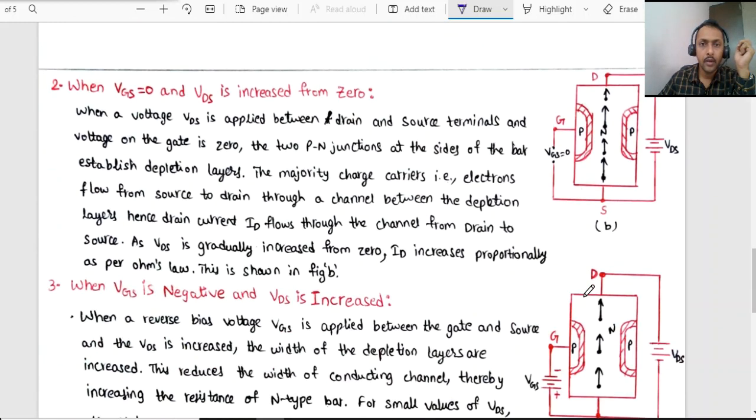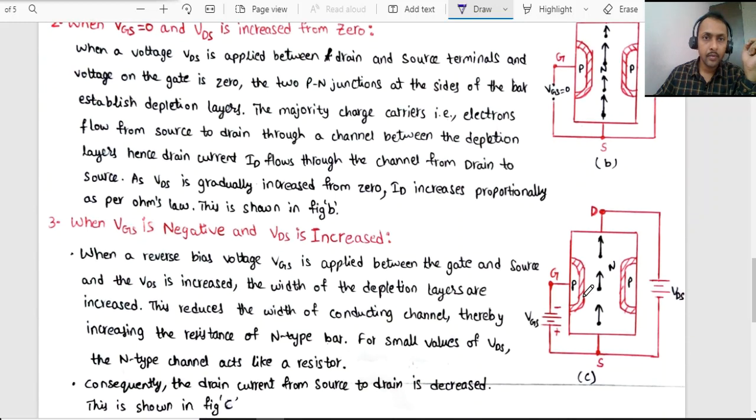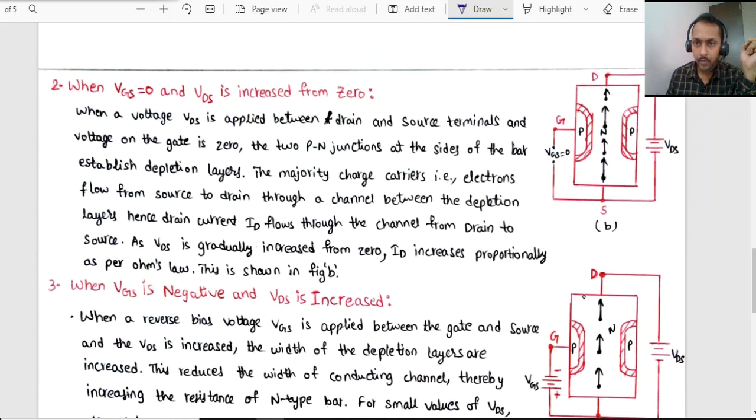Now the other possibility. VGS is kept 0 only, but now the VDS is increased. As it is N channel, you can observe the source is connected to the negative and the drain is connected to the positive. Now this VDS value is slowly increased. Already the gate and source are reverse biased and also no voltage is applied. Now slowly you started increasing the value of VDS.